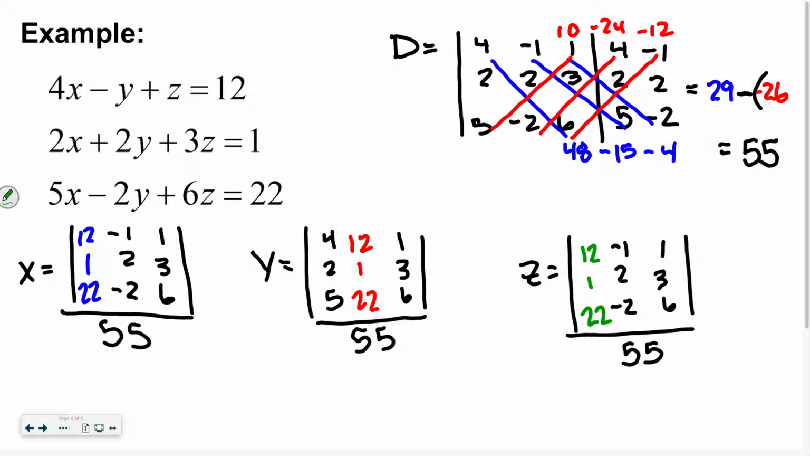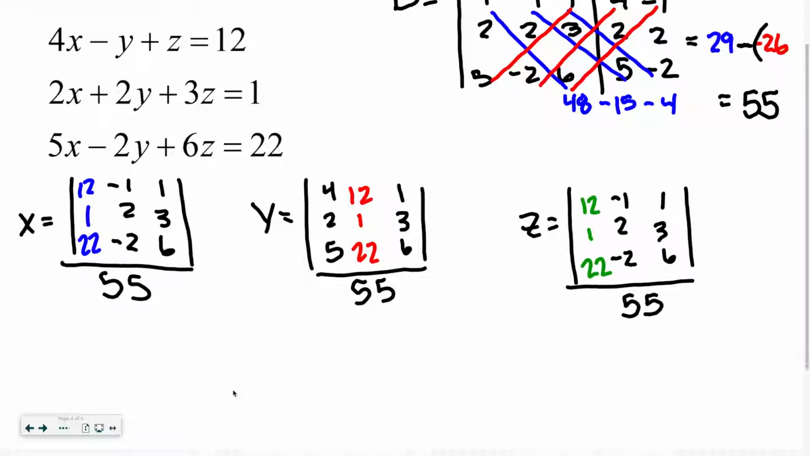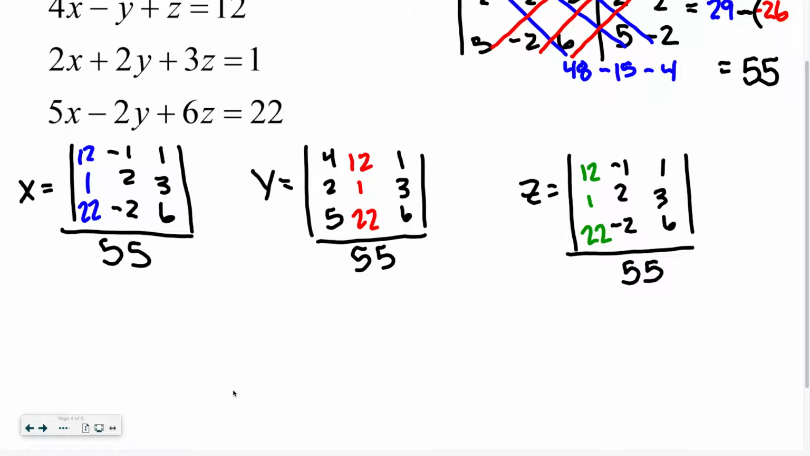Okay, as I move around the room, I see most people setting these up correctly. Whatever variable you're trying to solve for, that's the column in the coefficient matrix that you're going to replace with 12, 1, 22. So if you didn't get the correct answer, your issue is in your computation of the determinant, and you really want to look for your error and decide where am I going wrong with multiplication, with adding, with doing the difference of the sum of the diagonals, figure out what's happening there.